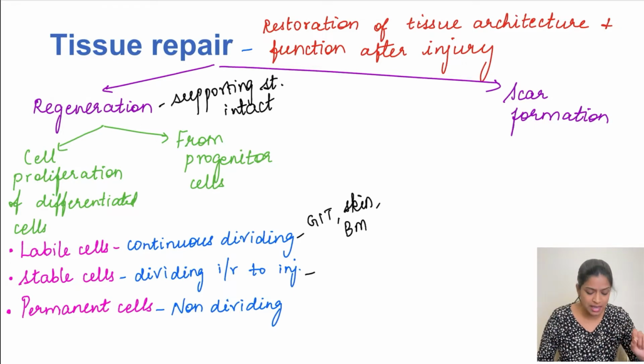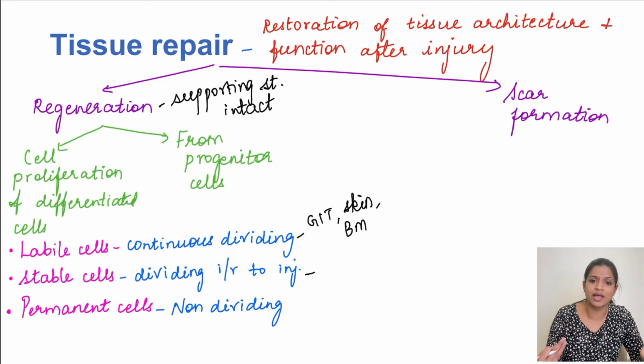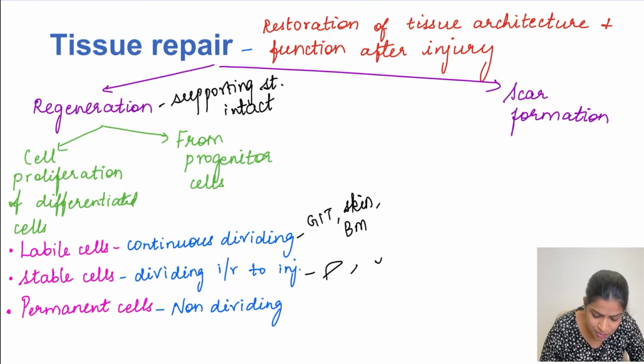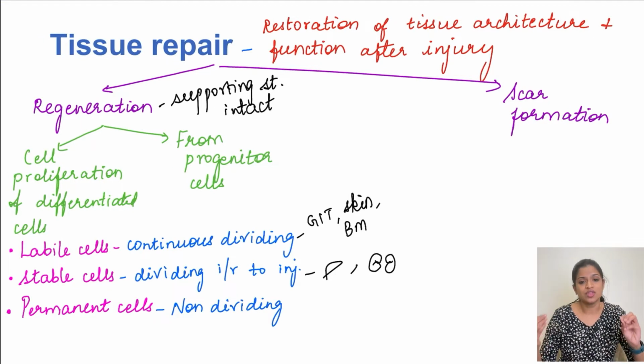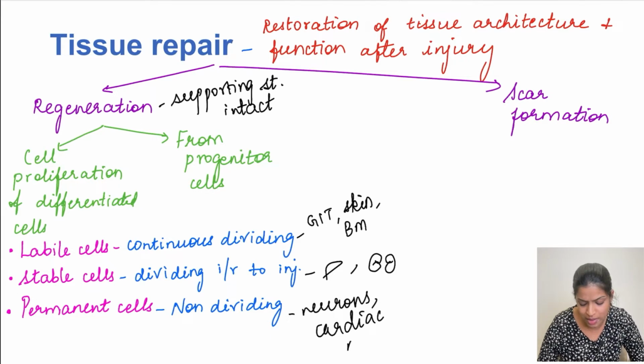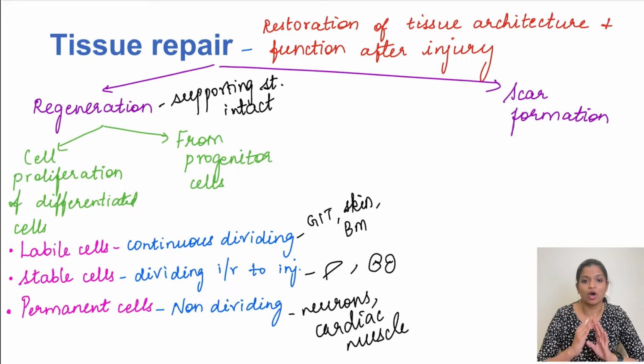While stable cells are the cells which are capable of division only when there is a stimulus like an injury. So in liver, kidney, all these places we are going to have these stable cells which can divide when an injury happens. Then the permanent cells are there which are not capable of division in the postnatal life. Examples of these are neurons and cardiac muscle. So these cells, when they are injured, cannot be replaced because they are not capable of division. So depending on the type of the cell also, the regeneration will depend.